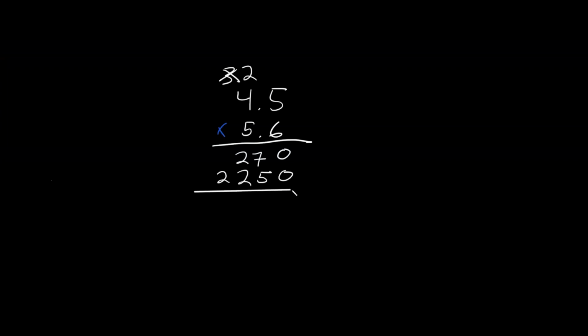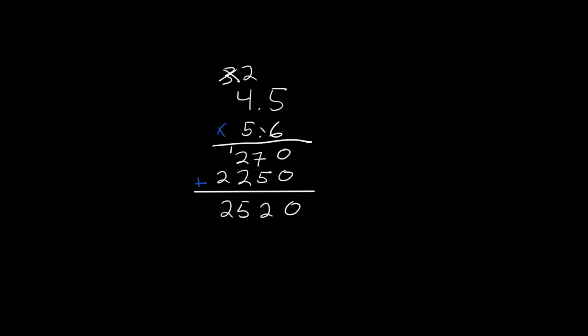And now we're going to add the numbers just like we normally would. 0 and 0 is 0. 7 and 5 is 12, so 2, carry this 1. 2 plus 2 plus 1 is 5, and then the 2 here.